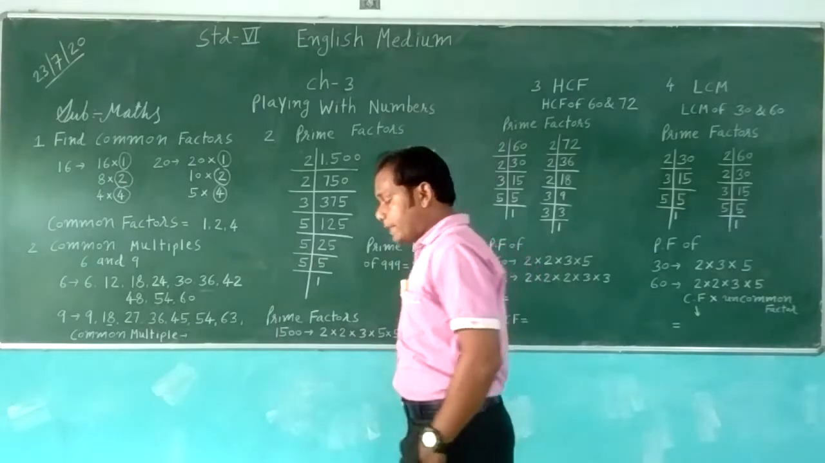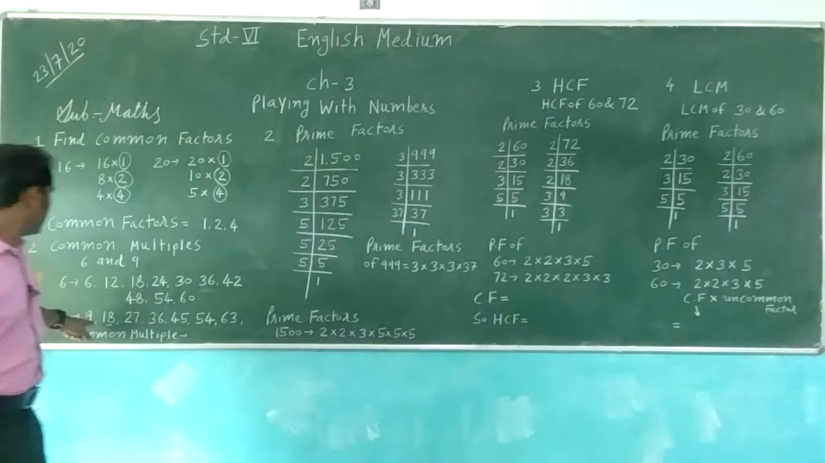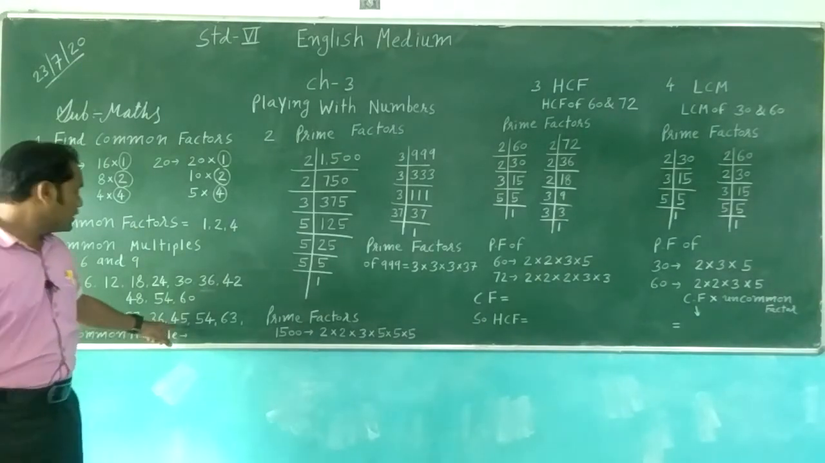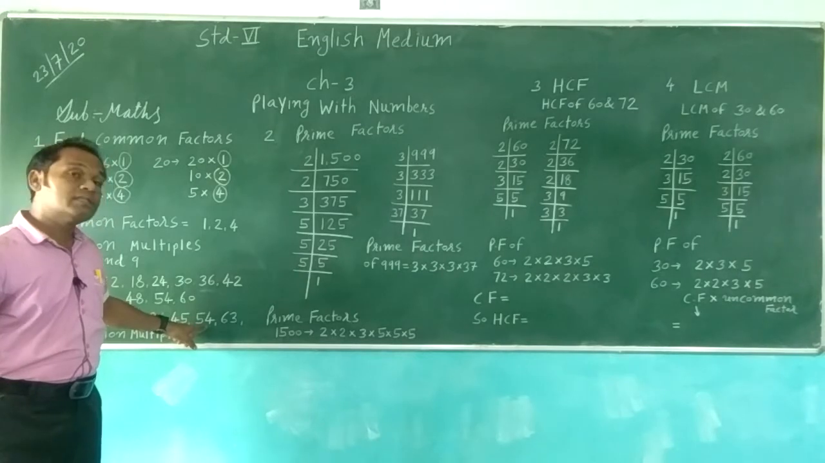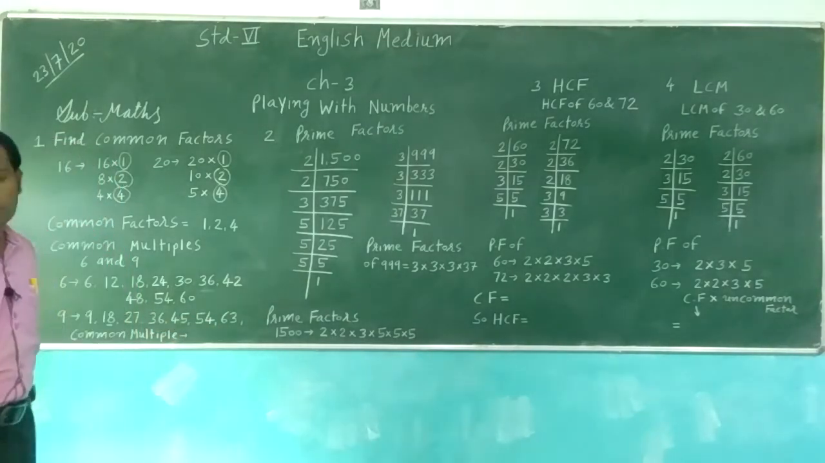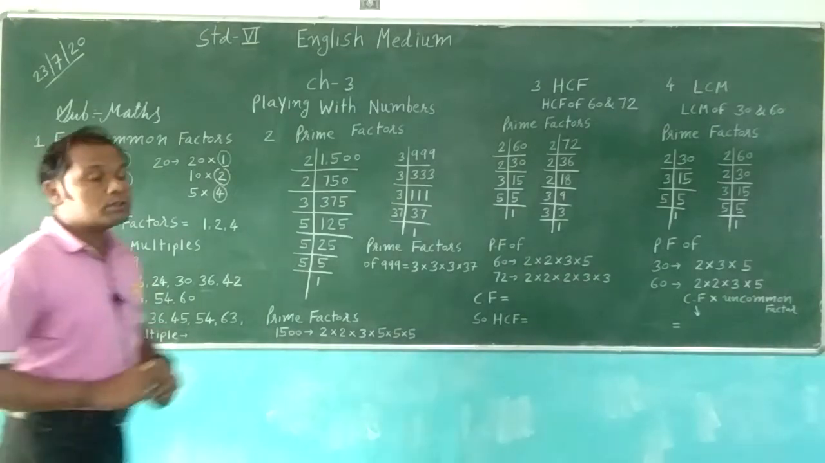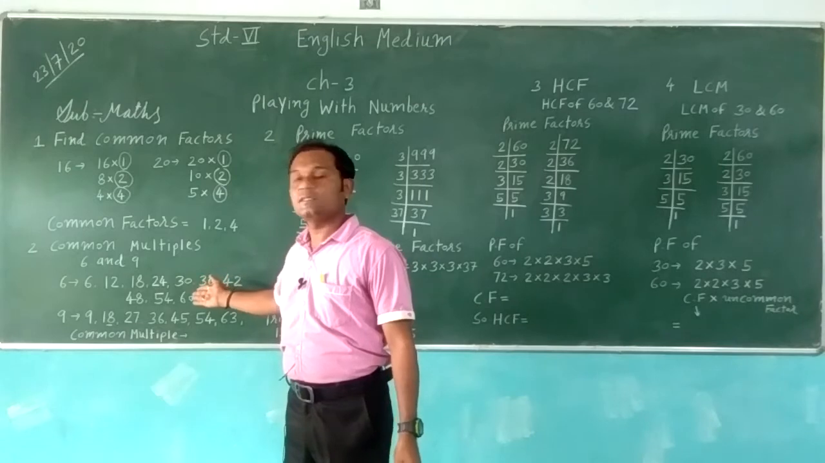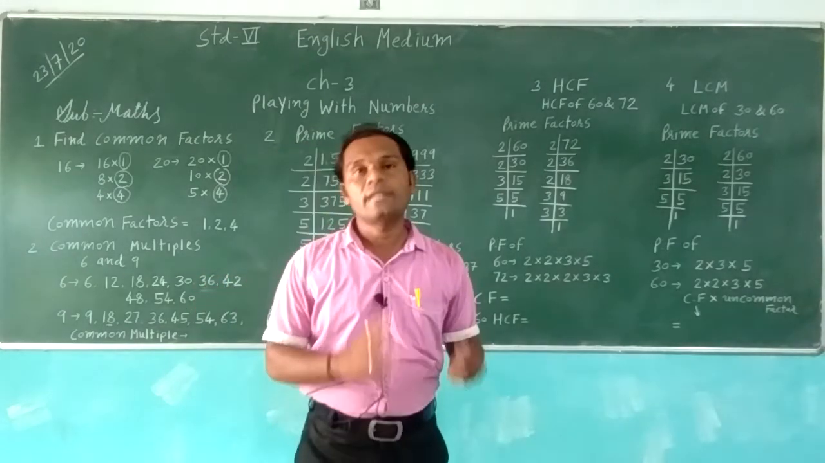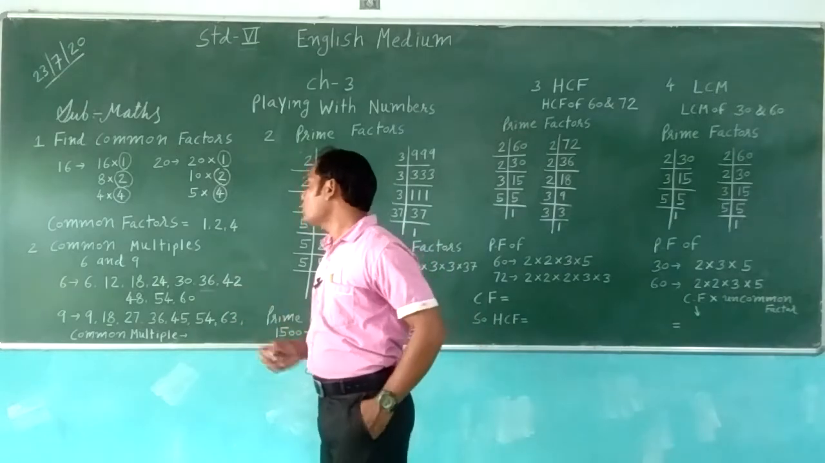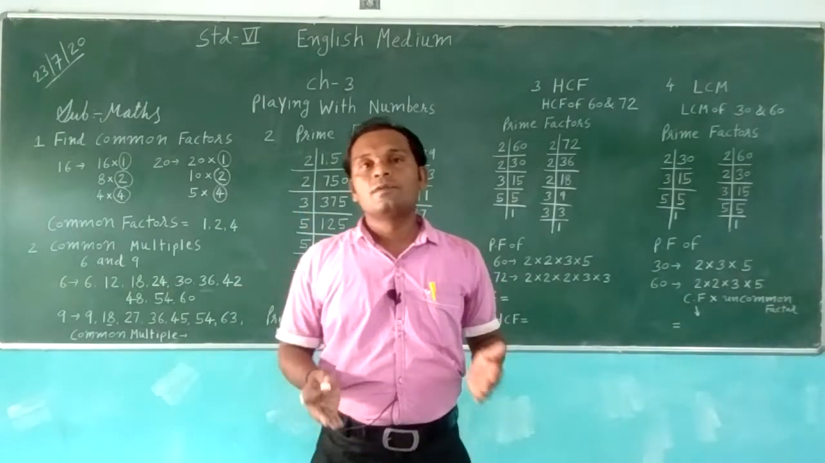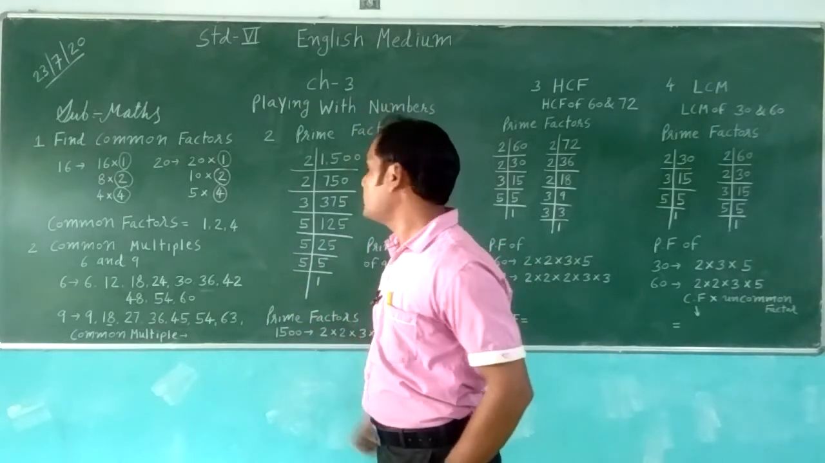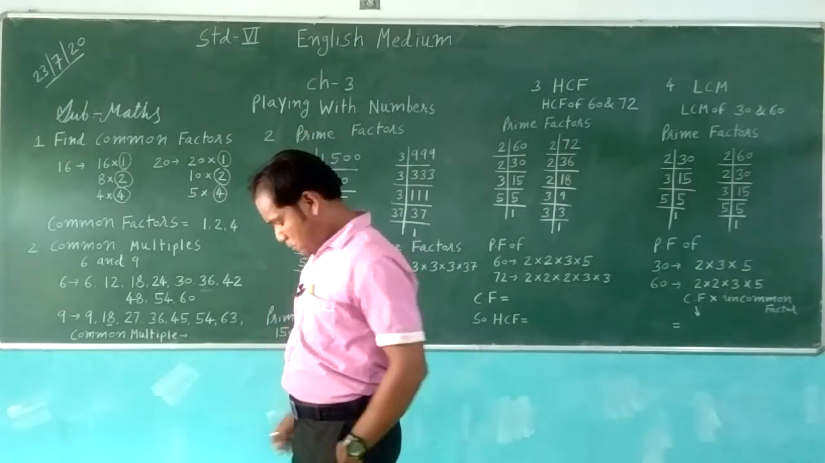That 9 table is written here: 9 1 is 9, 9 2 is 18, 9 3 is 27, 9 4 is 36, 9 5 is 45, 9 6 is 54, and 9 7 is 63. Now we have the multiples of both the numbers. Here are the multiples of 6, and here are the multiples of 9. From that we will find common multiples, meaning the multiples which are given in both the sets.